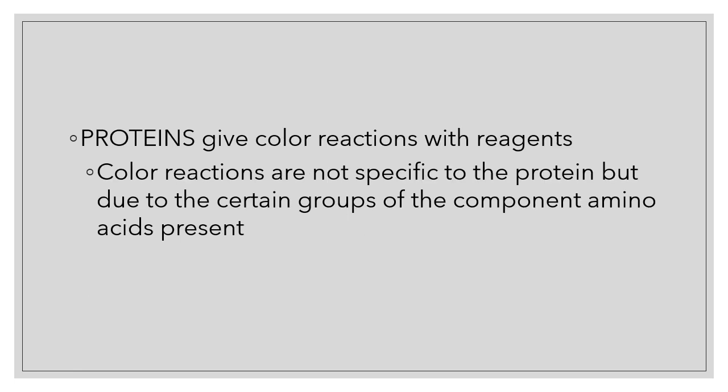Your proteins give color reactions with reagents. These color reactions are not specific to the protein, but they occur because of certain groups that are present in your amino acids. Proteins give color reactions with reagents like the Sakaguchi reagent, the Hopkins-Cole reagent, and the rest of the color reagents for the color tests for amino acids and proteins. These color reactions are not specific for the protein, but are due to certain groups of the component amino acids present in the protein.